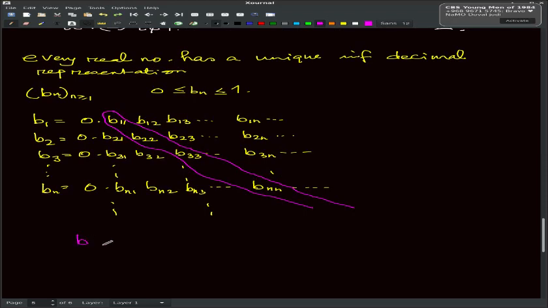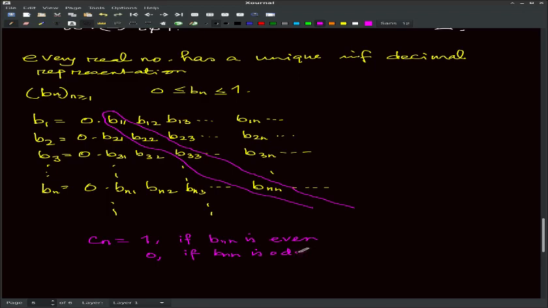So I define this number, say Bn. Let me take another one, say Cn. This is 1 if Bnn is even, and 0 if Bnn is odd. And I look into this number. Now this C cannot be B1, it cannot be B2, it cannot be B3, and so on. So it's not any one of these Bn for all n.